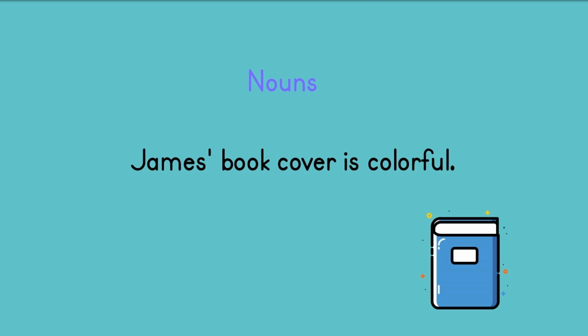In the above example, James is a proper noun, so it is capitalized. Since 2 nouns are used, we must show possession, and this is done with the apostrophe s. But the s is omitted here because the noun ends in the letter s. Finally, book cover is a common open compound noun, so it is not capitalized.